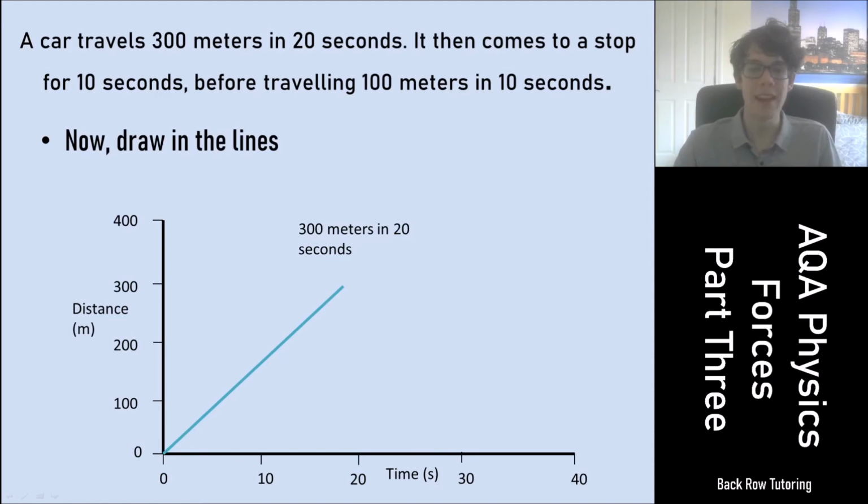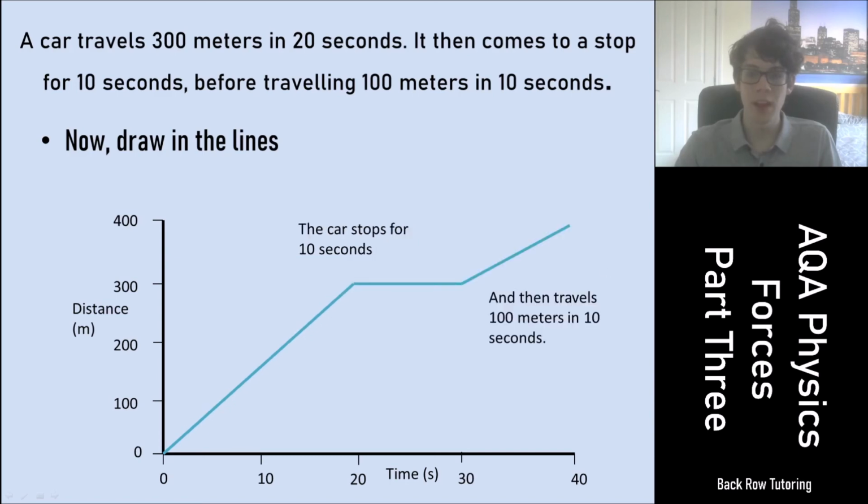Now, we're going to draw in the lines. As the question states, the car travels 300 metres in 20 seconds. So, in 20 seconds, and after a distance of 300 metres, we can put a point here and then draw in our line. The car then stops for 10 seconds, so from 20 to 30 seconds, the distance does not increase as the car has stopped. And then it travels 100 metres in 10 seconds. So we can say it goes from 300 metres up to 400 metres, well that's a distance of 100 metres, and it does it in 10 seconds.